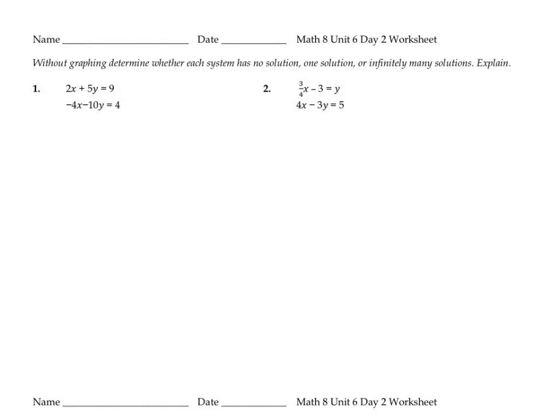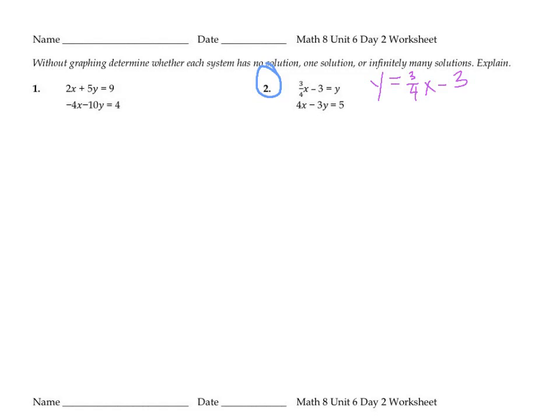So starting with number 2, we can look at the two equations that it gives us. The first one is 3/4x minus 3 equals y. So we could just rewrite that as y equals 3/4x minus 3. So it looks like y equals mx plus b that we are so used to. Now the second equation is not in y equals mx plus b form. So we're going to want to rewrite that into y equals mx plus b form.